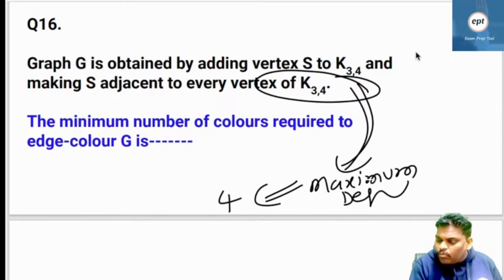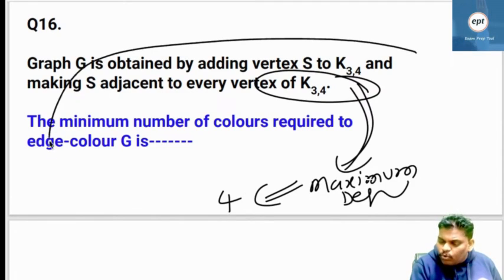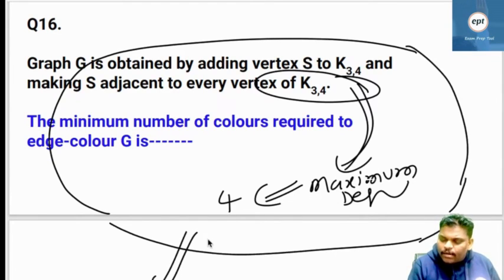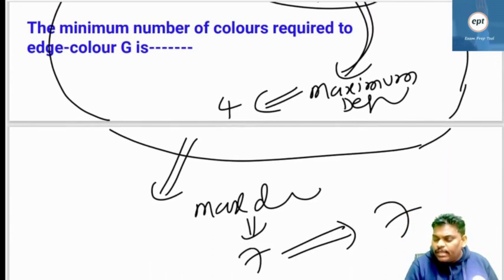But when you add one more vertex, it is not a bipartite graph. So maximum degree here is 7. At least 3 people with the maximum degree? No. Answer is 7 only. If at least 3 people with the maximum degree, answer is 8. But 3 people not there. Maximum degree 1 person only there.